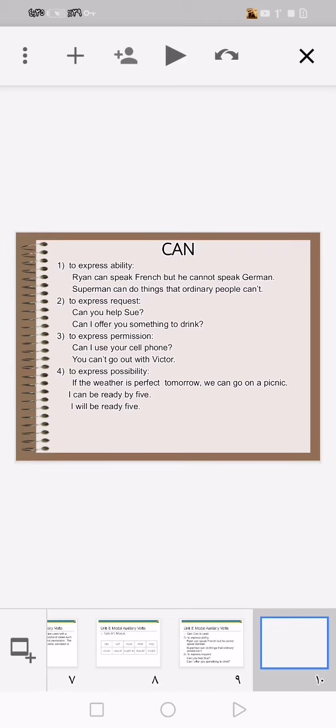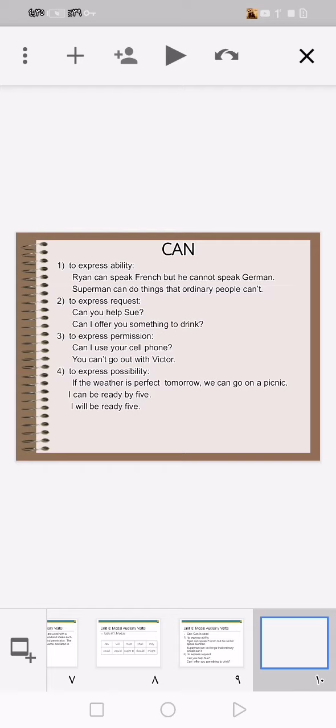Can, uses of can, استعمالات can. Number one, to express ability. Ryan can speak French, but he cannot speak German. Superman can do things that ordinary people can't. الجملتين هي examples على المودل verb اللي هو can. Number two, use can to express request للطلبات. For example, polite requests. Can you help Sue? Can you help me with this? Can I offer you something to drink? Other examples: Can you do this for me? يعني في حالة polite request نقدر نستعمل can as a modal verb to express request.